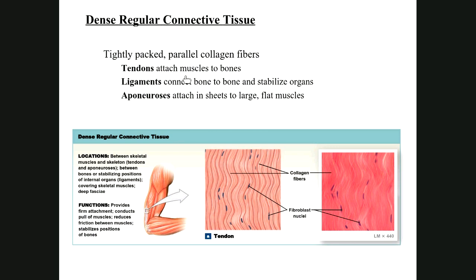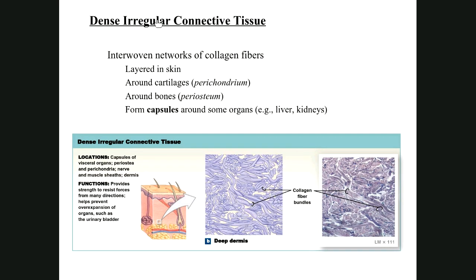All right. So a good example of dense regular would be the tendons and ligaments, and make sure you know the difference. Dense irregular connective tissue is usually found around cartilage, the perichondrium, or around bone, called periosteum. We can talk more about the periosteum when we talk about the skeletal system.